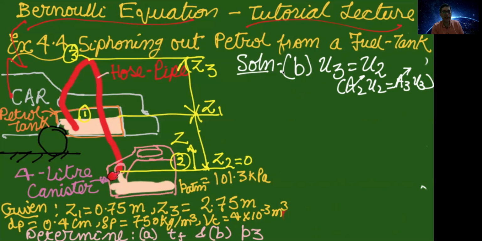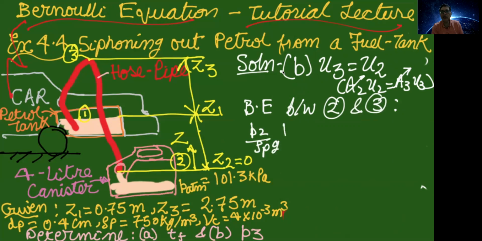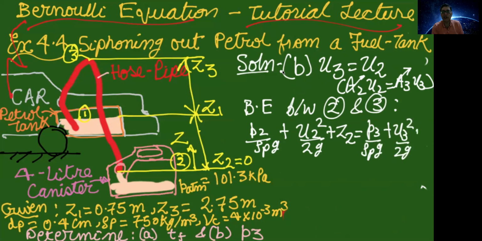So at 2 and 3, the average velocity of petrol is same because the cross section area is same. And we are considering the petrol as incompressible. At P2, we know the pressure is atmospheric. When you apply Bernoulli's equation between 2 and 3, this is the Bernoulli's equation in head form. For this equation, you know P2 is atmospheric.